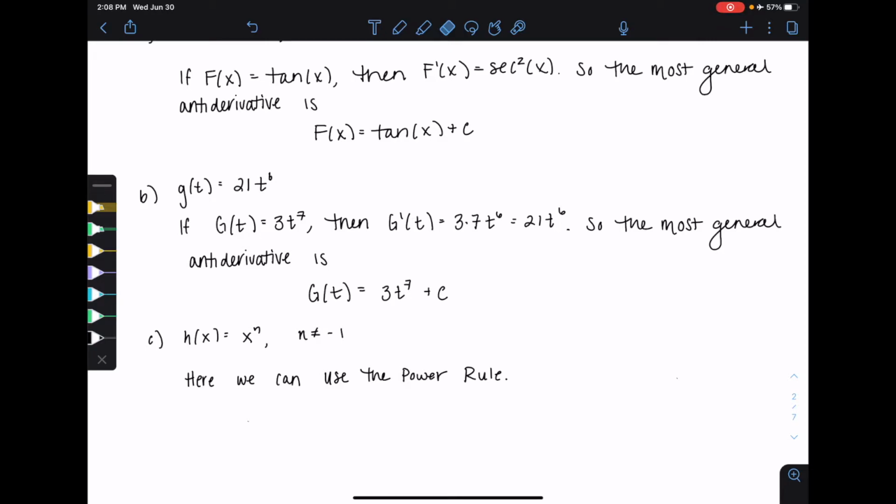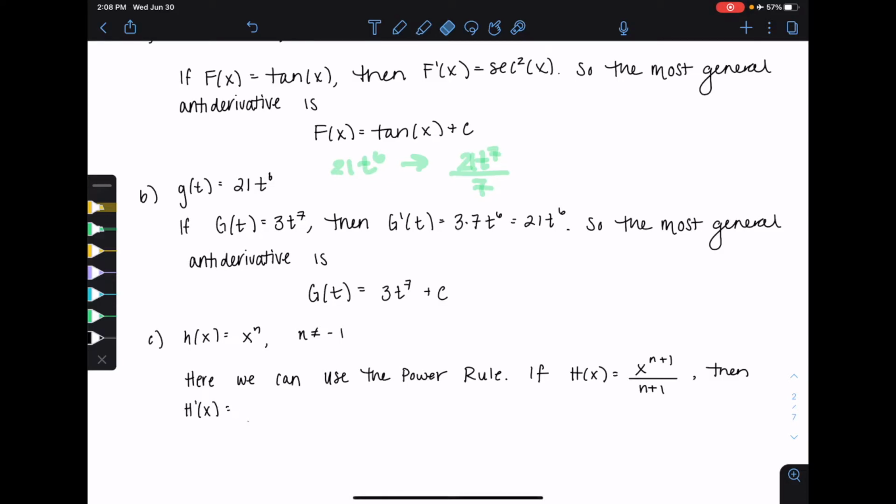So I need to bump up the power, and if I think of what I did in this case, we had 21t to the 6th. It got bumped up and went to 21t to the 7th, and we divide it by 7. So we divide by that new power instead of multiplying by it. So if we let h of x be, we bump that power up by 1 and divide by the new power.